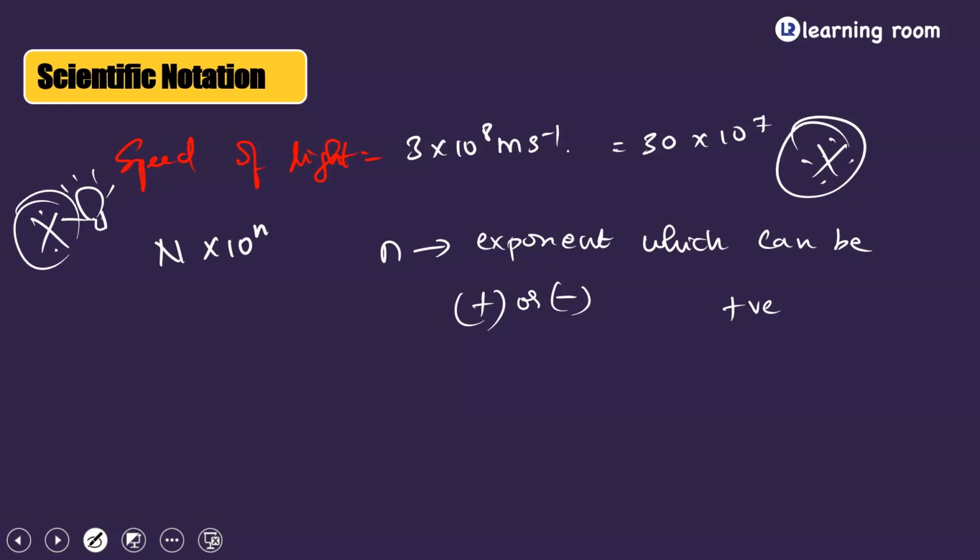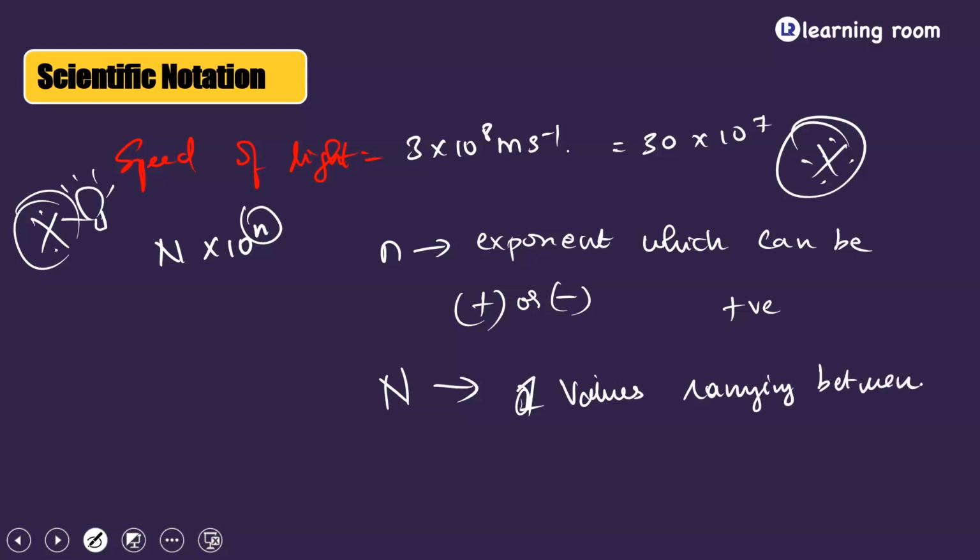Done? So it is N into 10 power n. n is the power. It comes in the power. So it's an exponent value which can vary between plus or minus. Clear? So what is the capital N here? It can be any value ranging between 1 and 9.